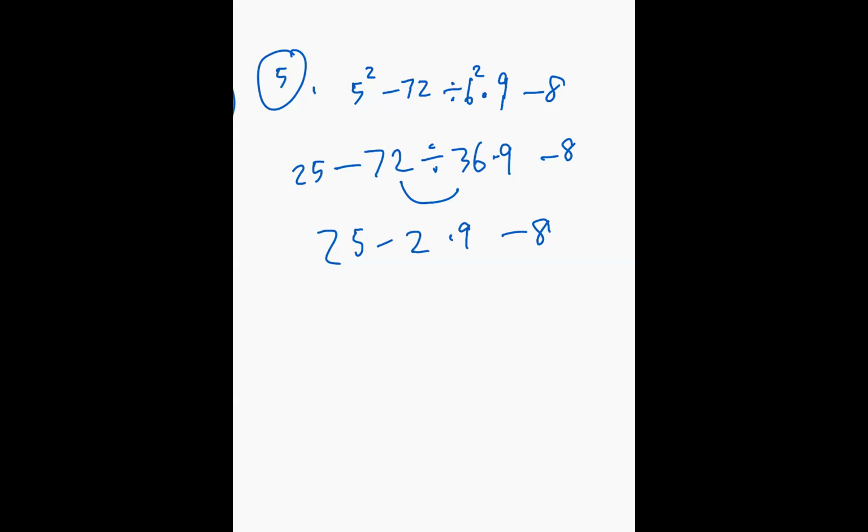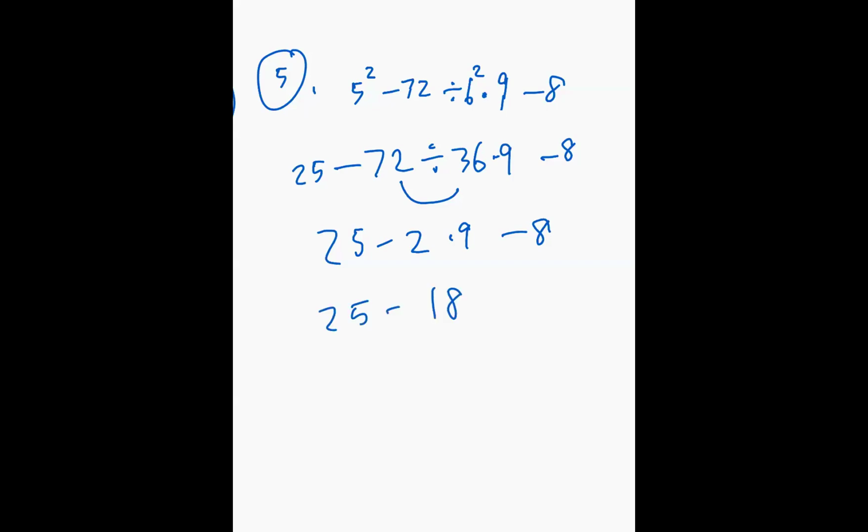So 25 minus 2 times 9 minus 8. Okay, so then what's next? If I subtract 25 minus 2 and get 23 next, I can't do that, because order of operations says you still have to do multiplying before you can start subtracting. So 2 times 9 is 18. Then you have 25 minus 18, minus 8.